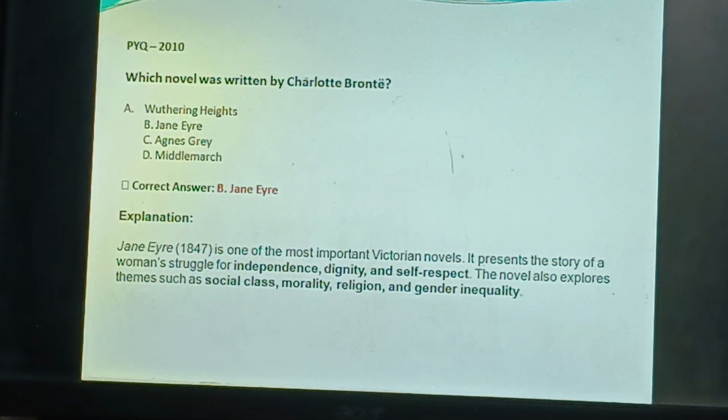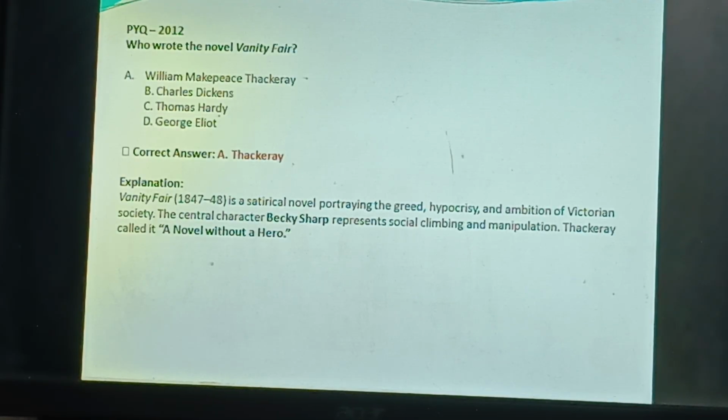Next question. Which novel was written by Charlotte Brontë? Wuthering Heights, Jane Eyre, Agnes Grey, Middlemarch. The correct answer is B. Jane Eyre. Jane Eyre is one of the most important Victorian novels. It represents the story of a woman's struggle for independence, dignity, and self-respect. The novel also explores themes such as social class, morality, religion, and gender inequality. Next question: who wrote the novel Vanity Fair? It is a very important and prominent novel in the Victorian era.